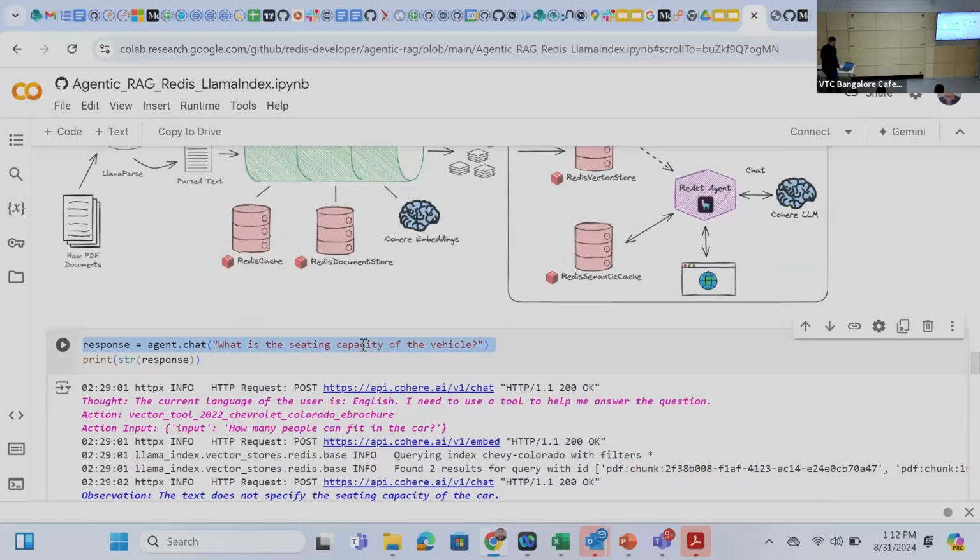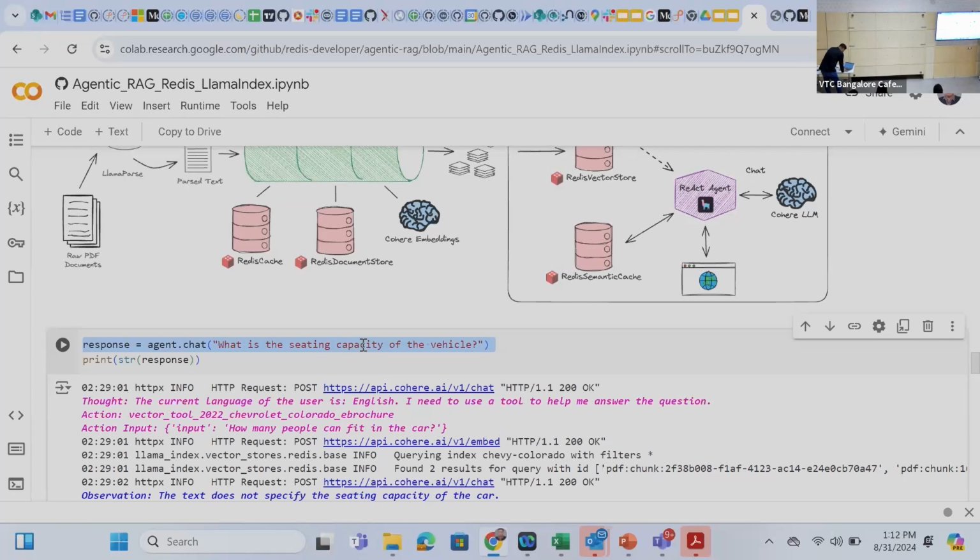For example, one of the questions that I have asked over here is what is the seating capacity of the vehicle? Usually, you will observe that the seating capacity of the vehicle is many times not even mentioned in the manual, because the manual focuses more on the configuration part of it. So sometimes it's not mentioned as part of a manual.